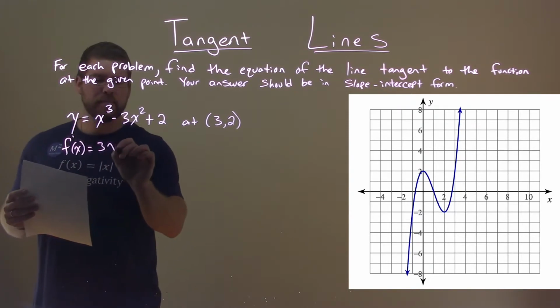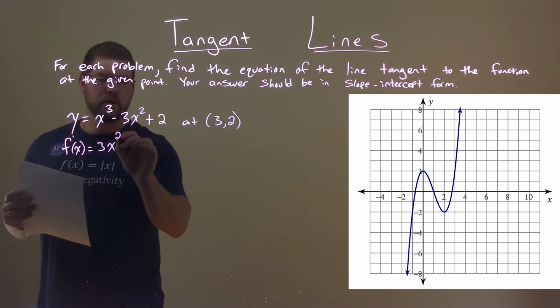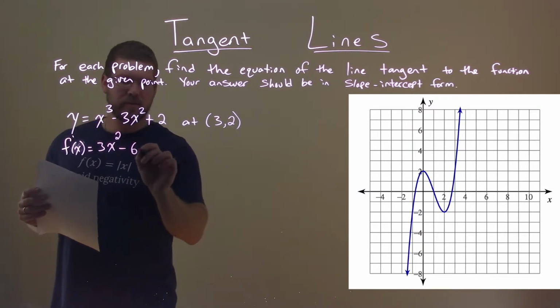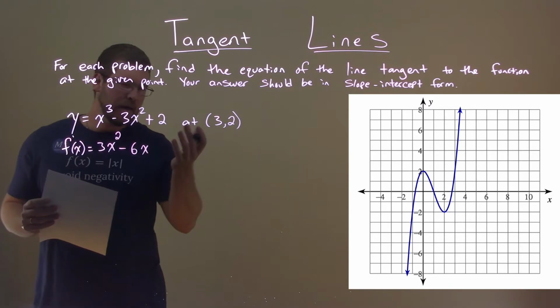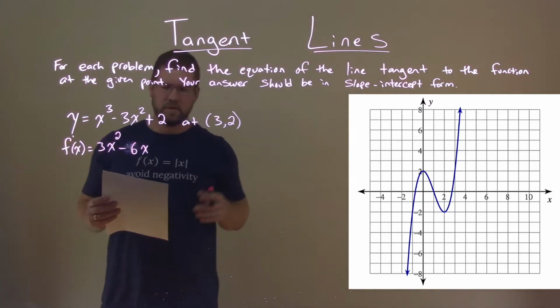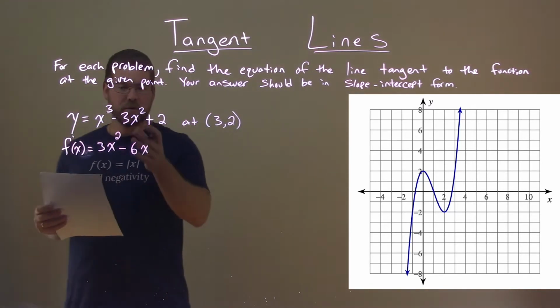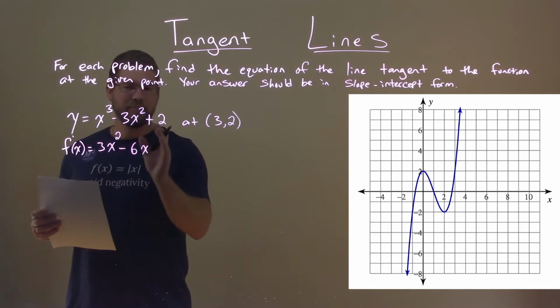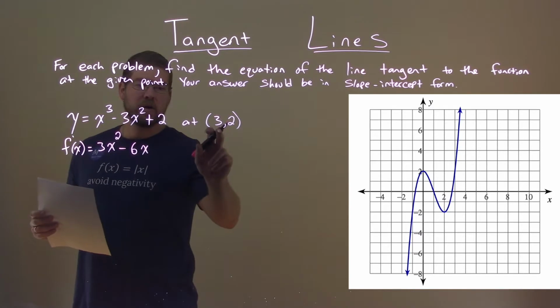3 comes down, and we subtract 1 from the exponent to get 2. Minus 2 comes down, multiply it by 3, and we get 6x to the first power, and the derivative of the constant is 0. So at this point, we have our derivative, and we want to find the slope of the tangent line right there at (3, 2). Our x value is 3.